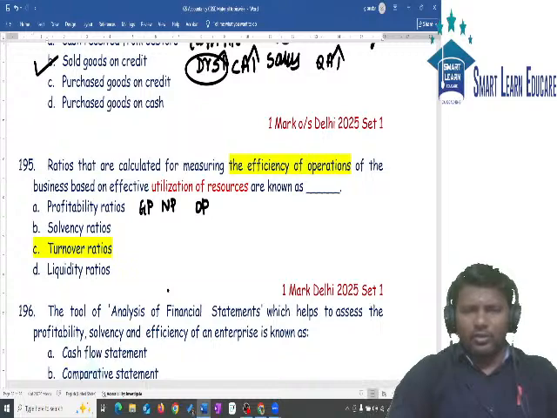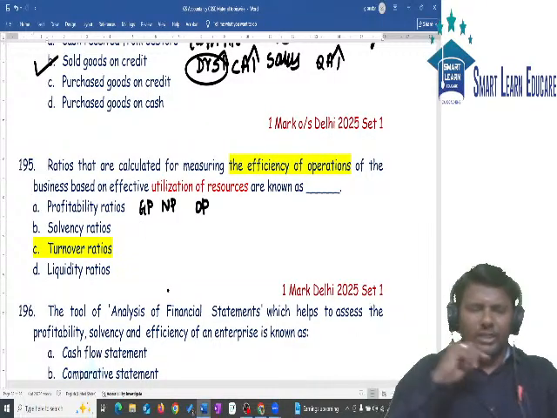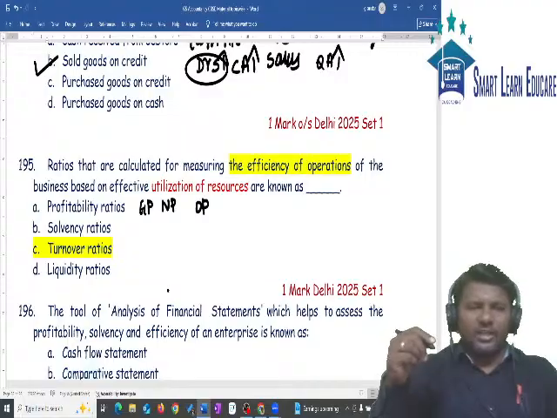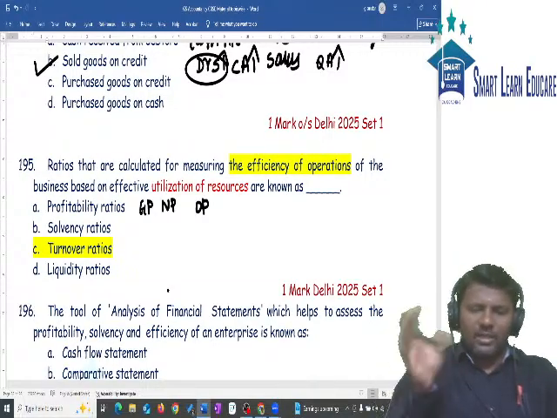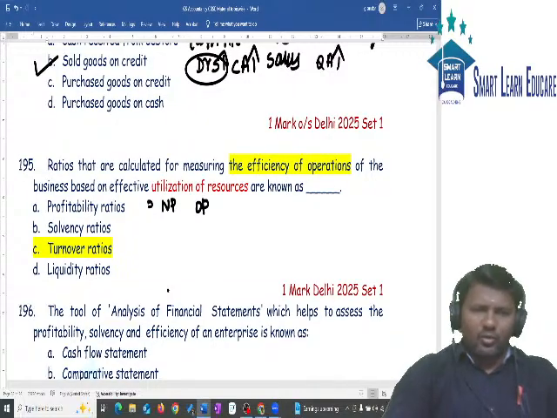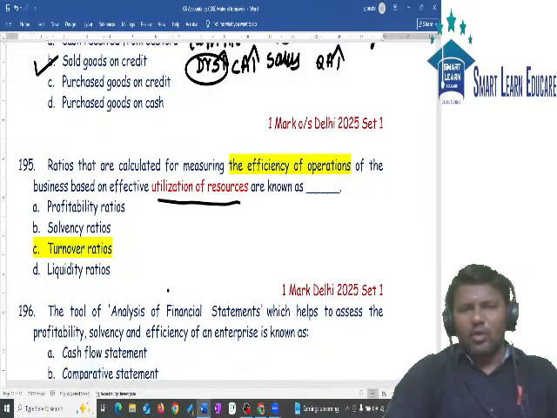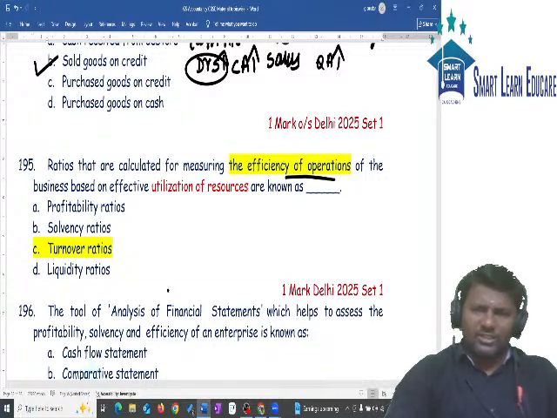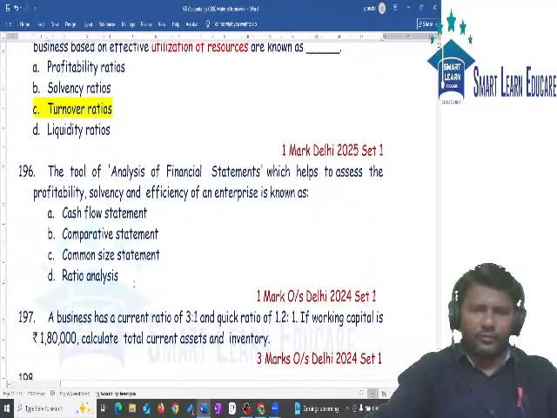Solvency ratio will tell you whether the person is solvent or not, whether he is able to repay the loan or not. That is called a solvency ratio. Liquidity ratio means how the asset can be converted into cash. So in this question, the remaining thing is turnover ratio. Turnover ratio tells how the resources are utilized. We have debtors turnover ratio, creditors turnover ratio, stock turnover ratio. So turnover ratio will tell you the efficiency of the operation. So answer is turnover ratio.